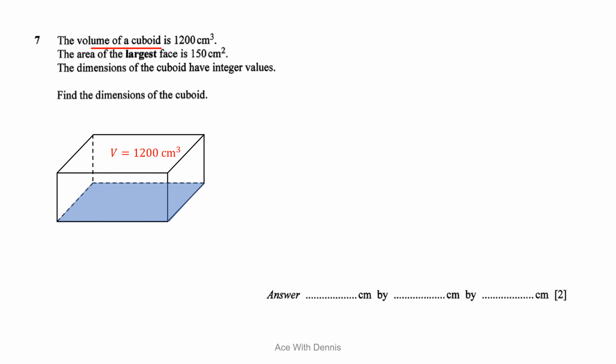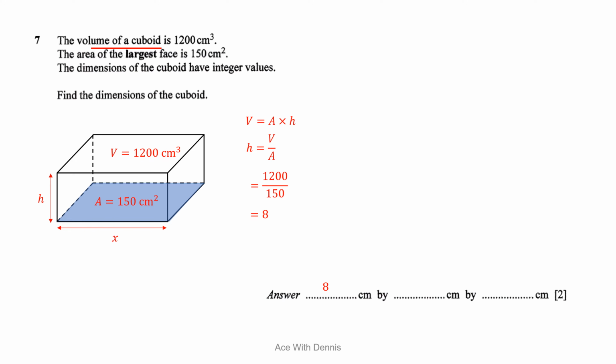So let's say the base area is the largest face, and given it is 150 cm square. Since we want to find the dimensions of the cuboid, let's label the height as h. The volume equals the base area times the height, so the height will be the volume over the area. Substituting the values, 1200 centimeters cubed divided by 150 centimeters square, we get the height is 8 centimeters.